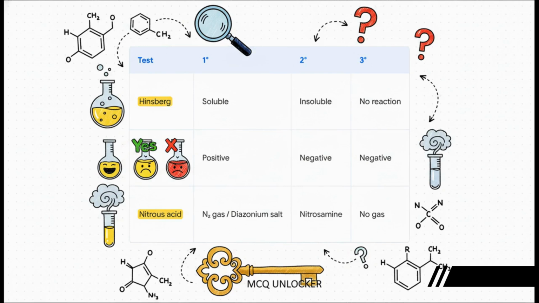For Hinsberg, soluble, insoluble, no reaction. For carbylamine, positive, foul smell, for primary, negative for the rest. For nitrous acid, gas or a diazonium salt for primary, yellow oil for secondary, and just a salt for tertiary. This table is going to solve so many MCQs for you.